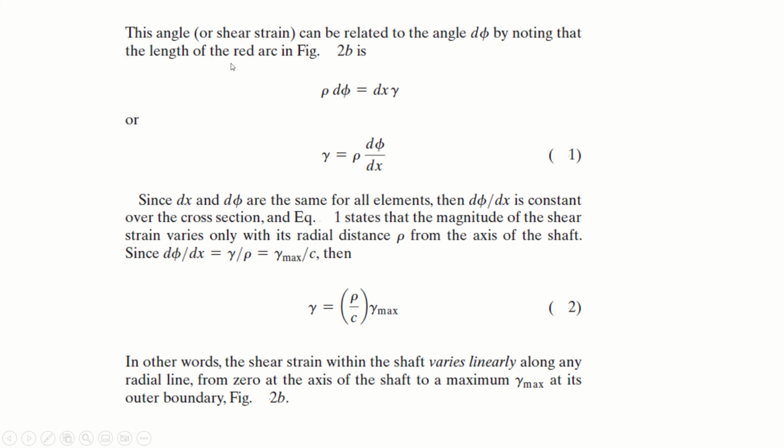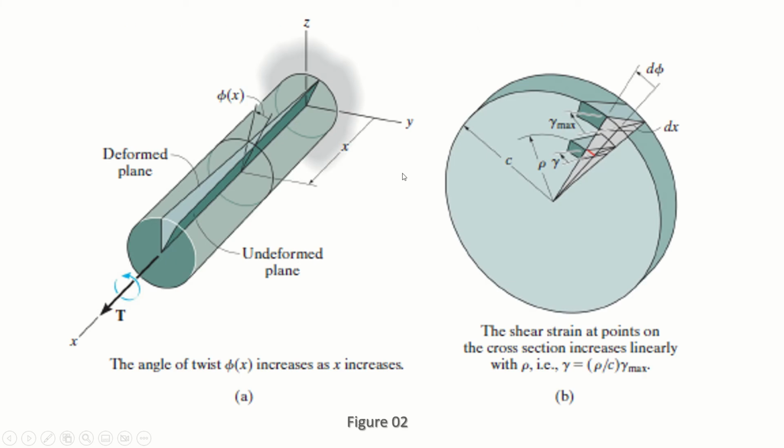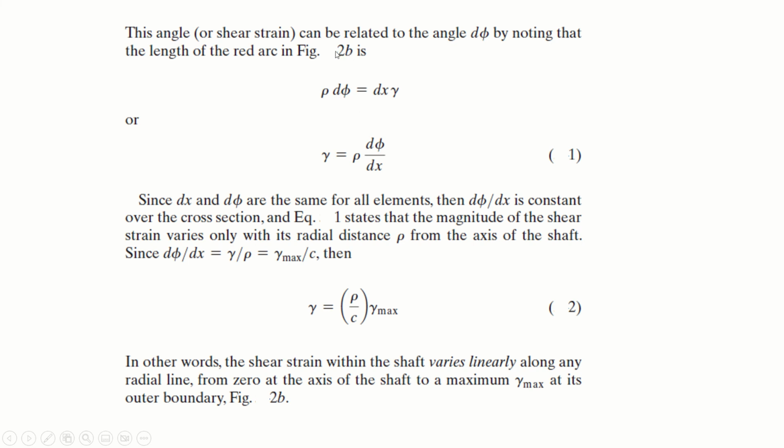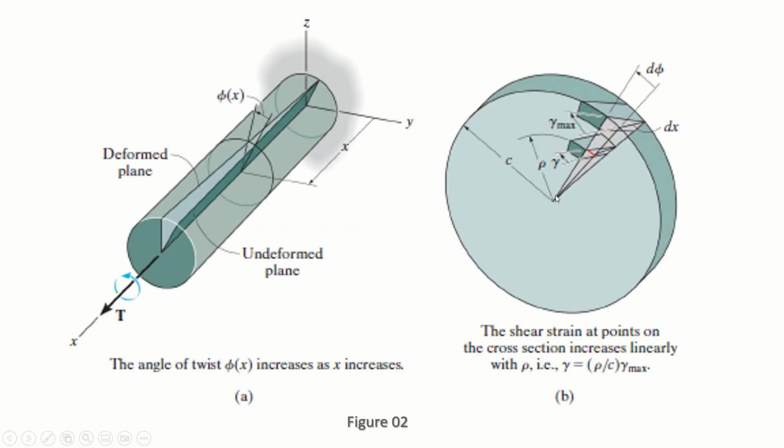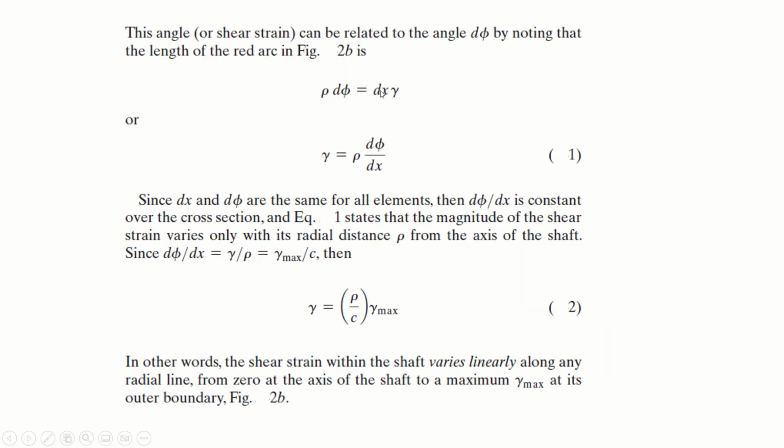By noting that the length of the red arc, as I show you this red arc, its length is basically the shear strain, right? So in figure 2b we have noticed that the red arc is basically the shear strain. So how can we relate it? Rho into d phi. Rho is the distance from the center line, and d phi is the angle, right? Will be equal to gamma into dx. So gamma will be equal to rho into d phi over dx. This is our equation 1.